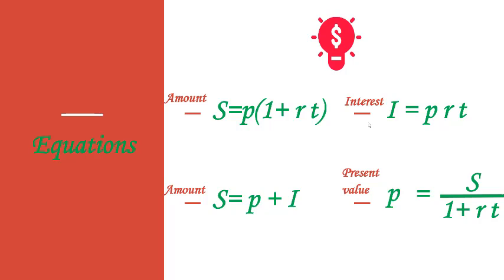We know that S equals B plus I, and interest I equals B R T. So we can get S equals B times (1 plus RT). To get the present value, B equals S over (1 plus RT).